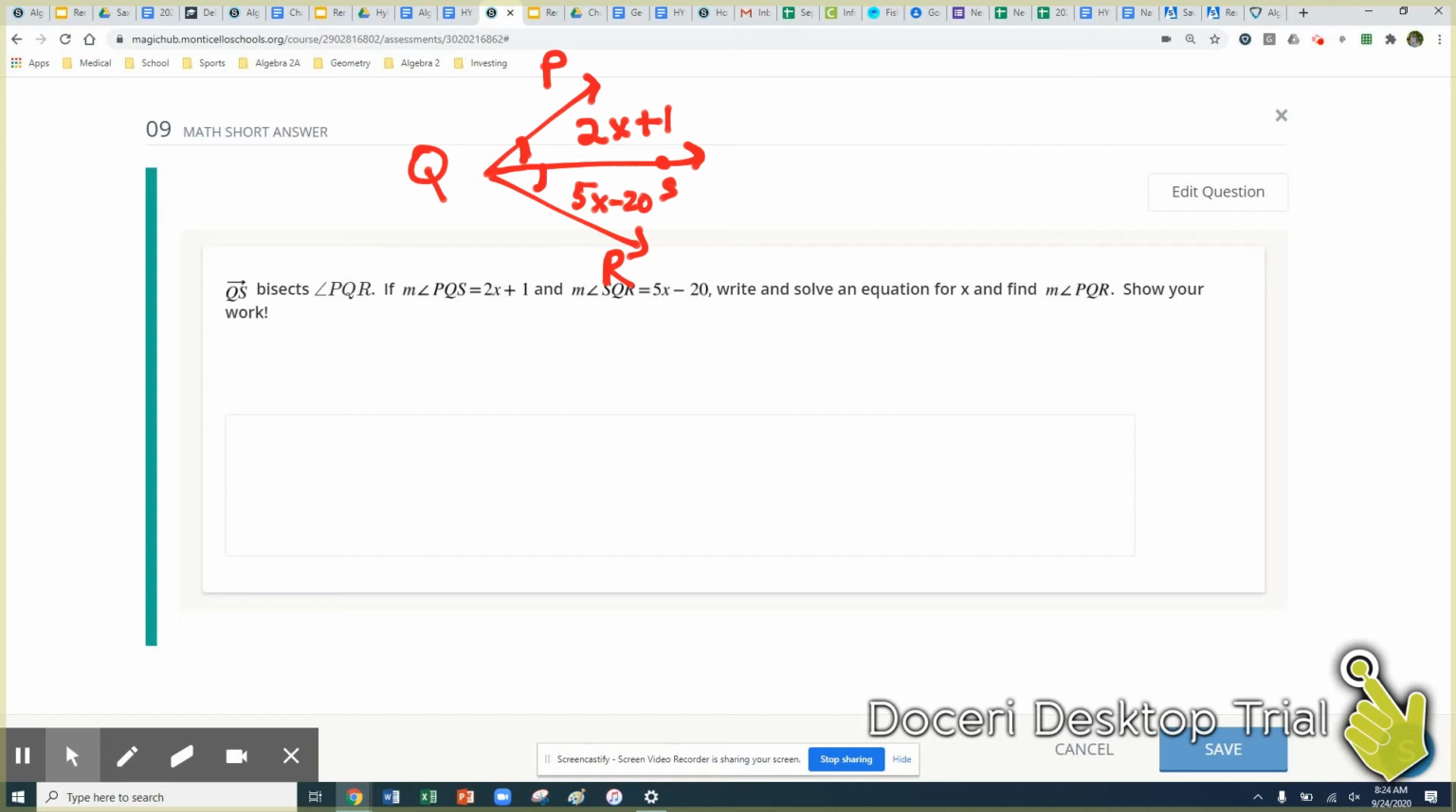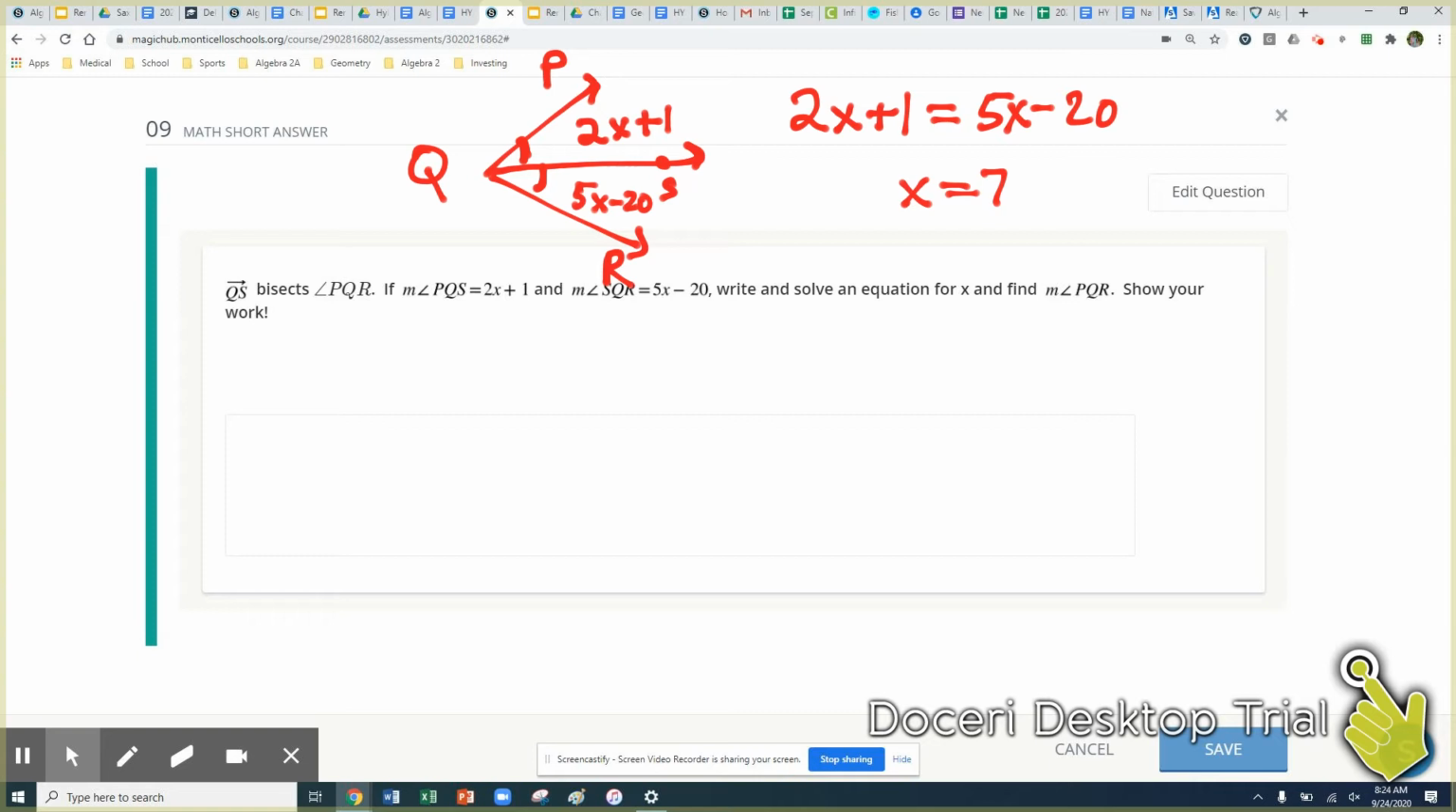So we see bisects. You'll see midpoints a lot. Midpoints do the same thing to a segment. Split it into 2 equal parts. Now we can set those 2 equal to each other. So we'll get 2x plus 1 equals 5x minus 20. I'm just going to do some quick algebra. Just the 2x will come over, add the 20, you'll get 3x equals 21, so x will equal 7.